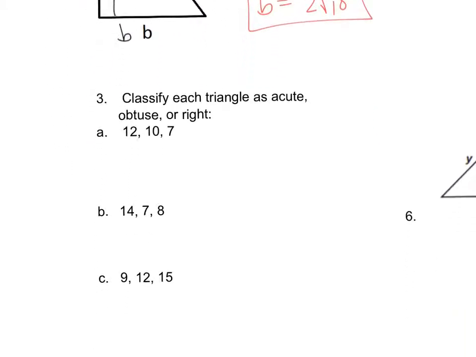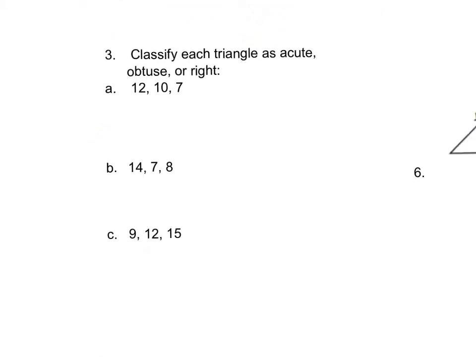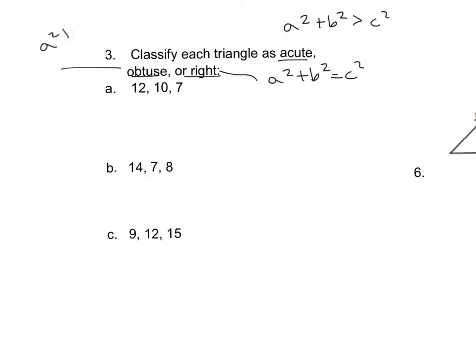Okay, number 3, classify each as acute, obtuse, or right. So right is going to be a squared plus b squared equals c squared. Acute is going to be a squared plus b squared is greater than c squared. And obtuse is going to be a squared plus b squared is less than c squared. Because the third side is so long, the other sides are shorter.